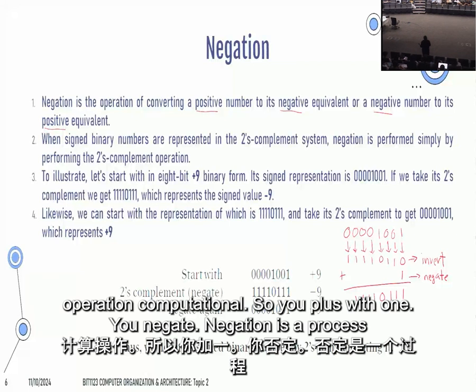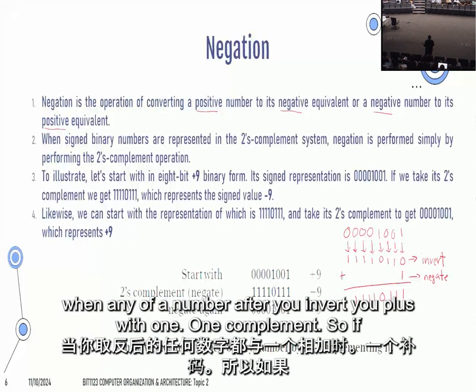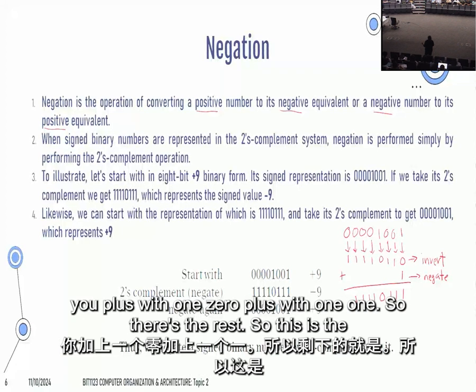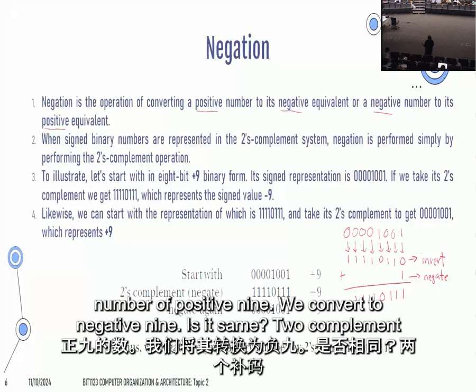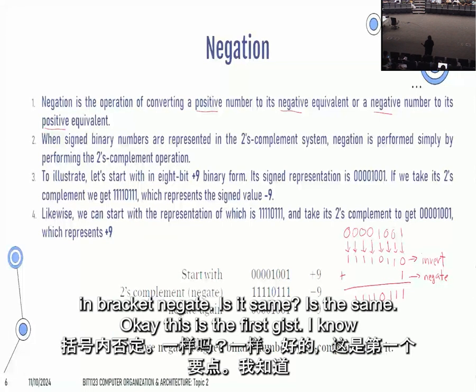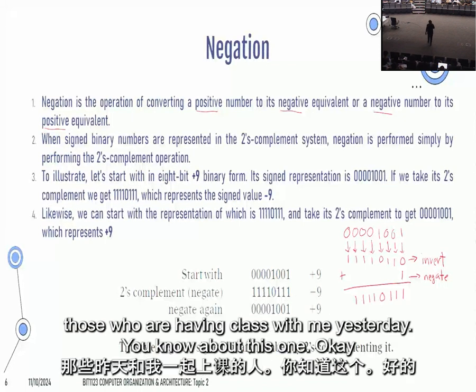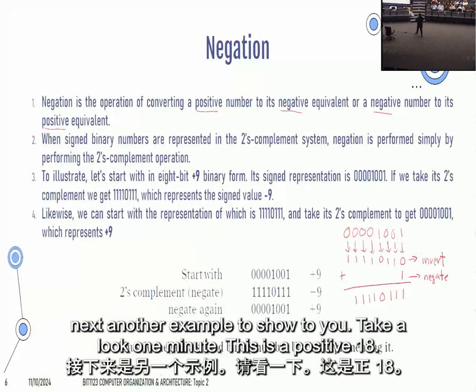So you add 1, you negate. Negation is a process where, for any number, after you invert, you add 1, the 1's complement. So if you add 1, 0 plus 1 gives 1. So that's the result. This is the number positive 9, we convert to negative 9. Is it the same? Two's complement in brackets is negate. Is it the same? It's the same. Okay, this is the first gist. I know those who had class with me yesterday know about this one. Okay, next.